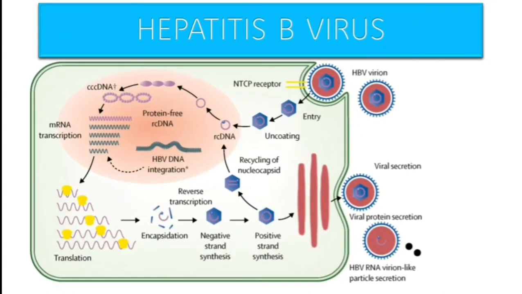So here is an image showing the viral replication, right? From here, we have the HBV virion. This is entry and penetration, uncoating, right? So here is the relaxed circular DNA, and as you can see here, it is completed, right? And then it's converted to covalently closed circular DNA, right?